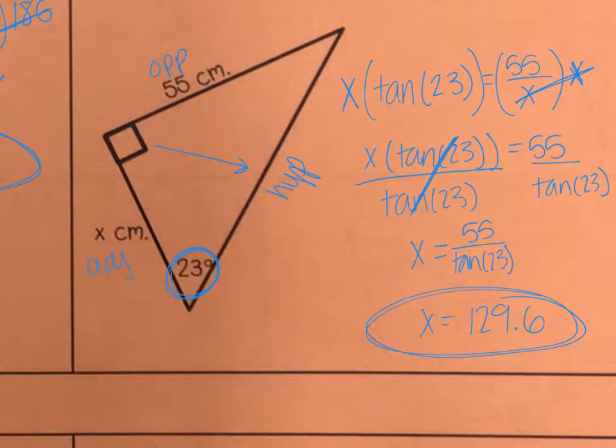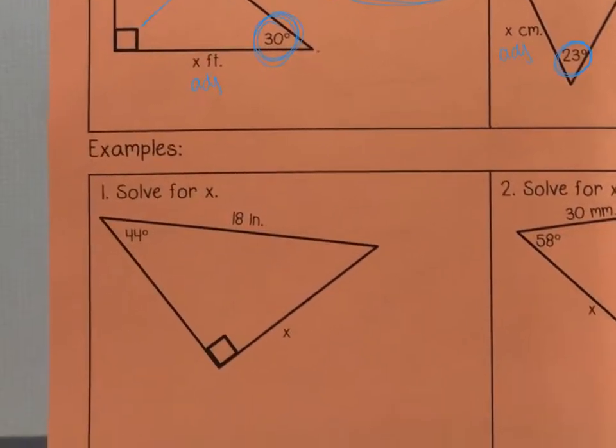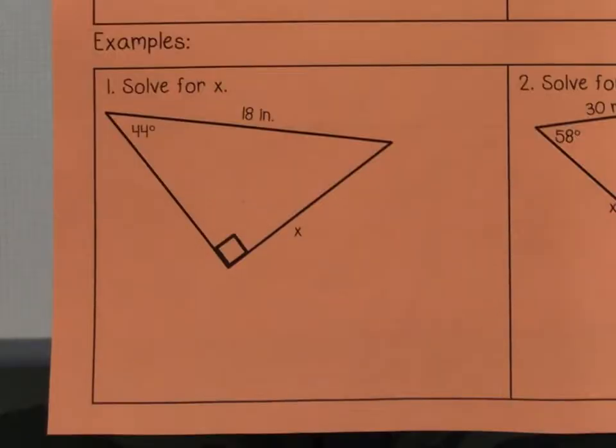All right. Cool deal. So let's look at another example together. We're going to go down to our examples, down to number 1. The very first step is always to do what? Label. So I'm going to circle my reference angle. That's that 44 in the top left corner.